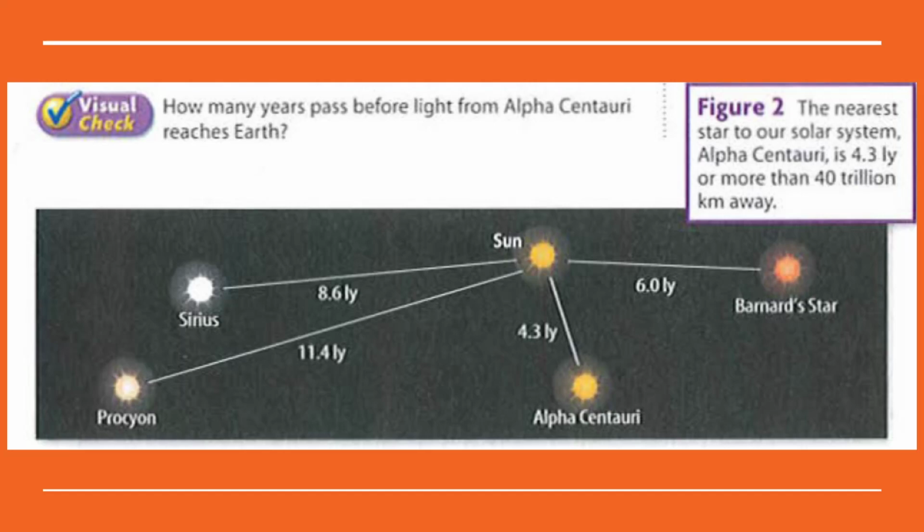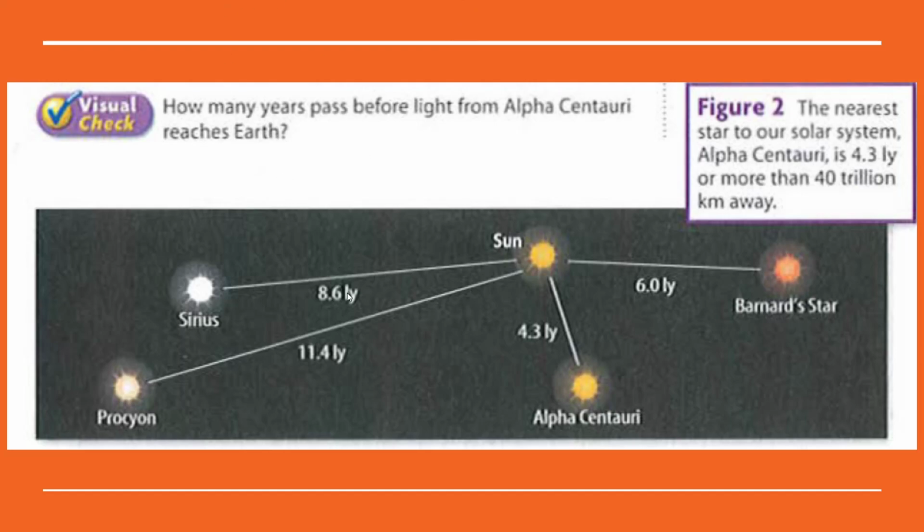Here's a couple of examples of our neighborhood stars, the stars closest to the sun. The closest star to us is Alpha Centauri. That is 4.3 light years away. Which means if that star right now stopped shining, we would still be able to see it for 4.3 years, because the light that left that star takes 4.3 years to get here. That's how far the star is.